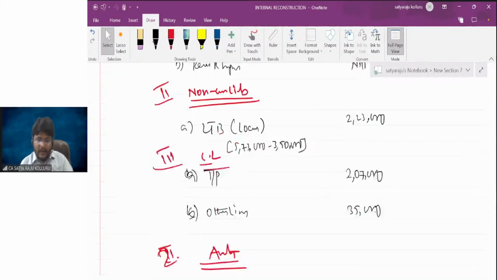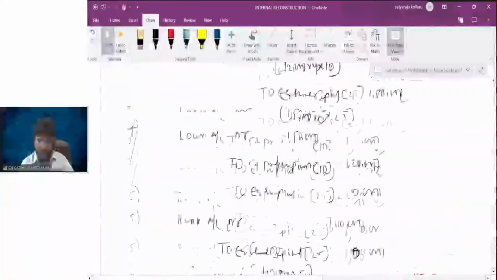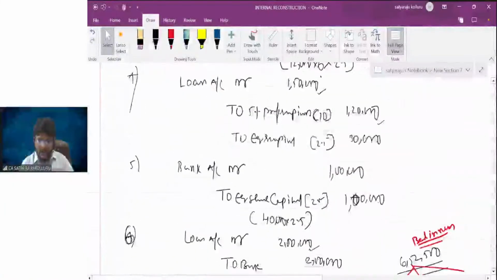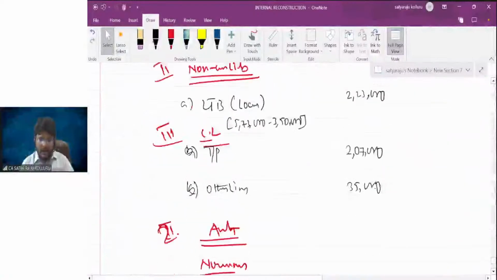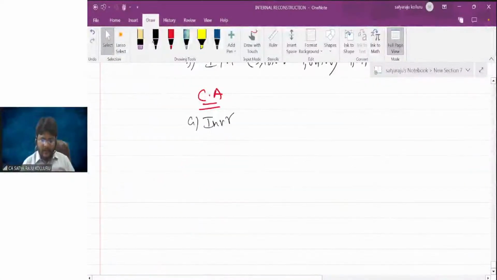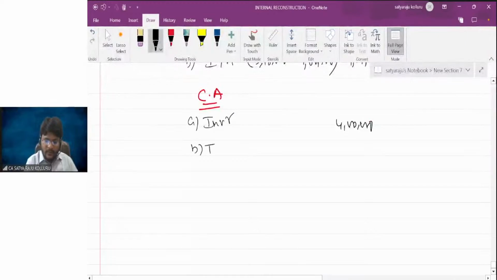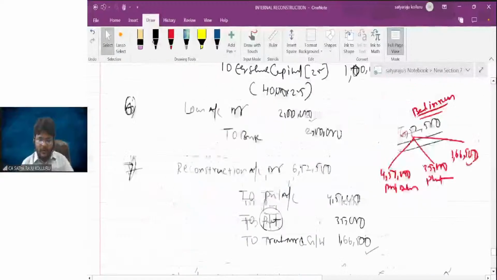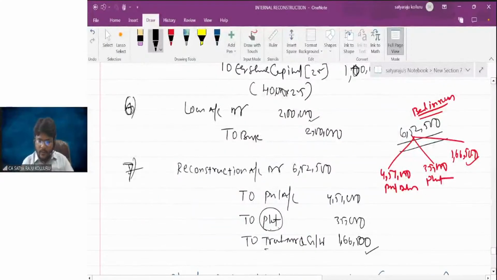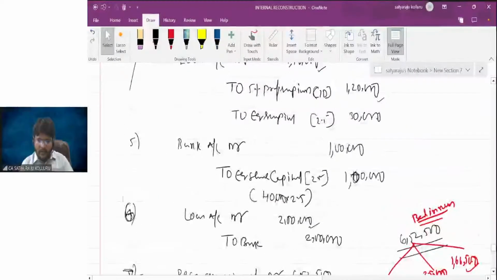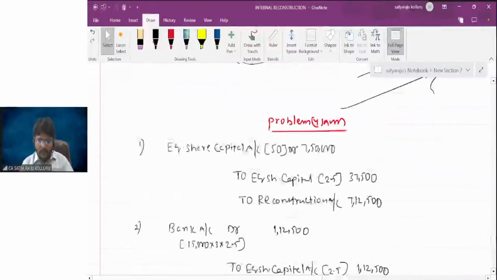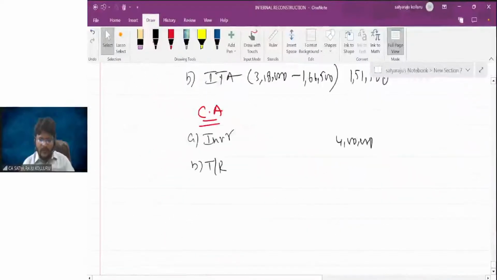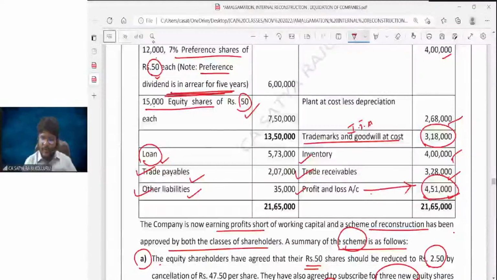Okay, that's fine. Sir, inventory anywhere, please check, all of you. Inventory, nothing. You can directly consider the same value of the inventory which was given in the balance sheet, 4 lakhs. Fine. After that, trade receivables. Anything happened for the trade receivables? Please, all of you cross check the journal entries. This is trademark, not the trade receivables. Nowhere we touched the trade receivables. That's why you can put this figure as 3,28,000.